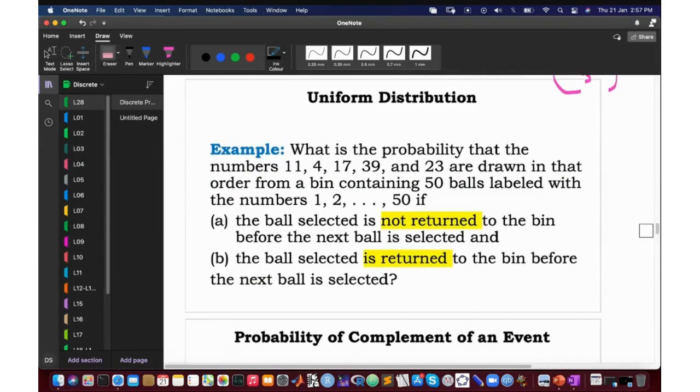All right. What's the probability that the numbers 11, 4, 17, 39, 23 are drawn in that order from a bin containing 50 balls, labeled with numbers from 1 to 50?